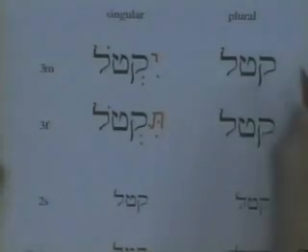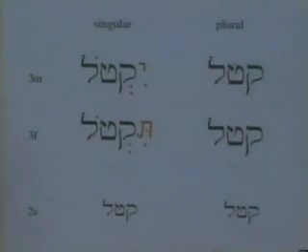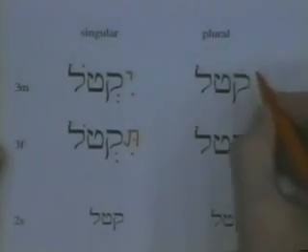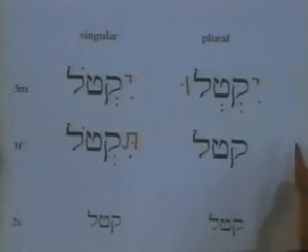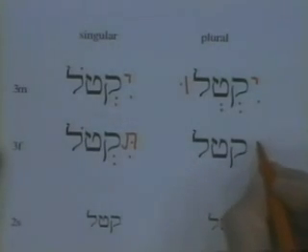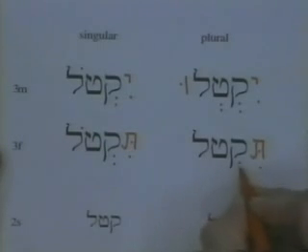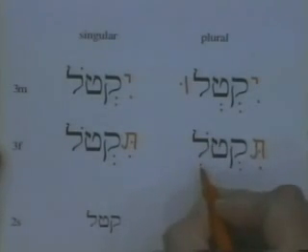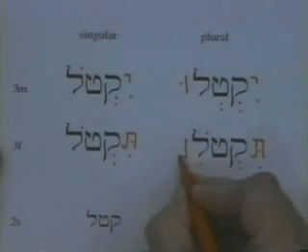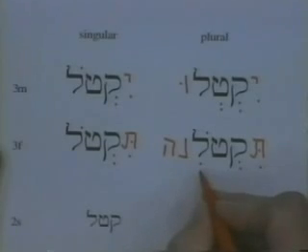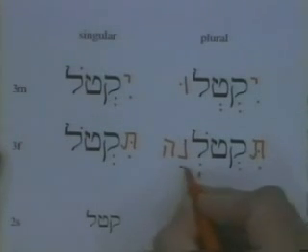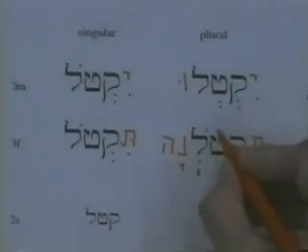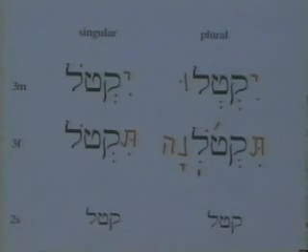Okay. This shouldn't be hard. Now, because we're only concerned now with the third persons, let's skip to the plural. Third person plural? Good. Yiqtelu. And the third person feminine plural. Tiqtolna. Too many dots there. I'm out of control. Tiqtolna. All right. Got it. Don't get carried away.